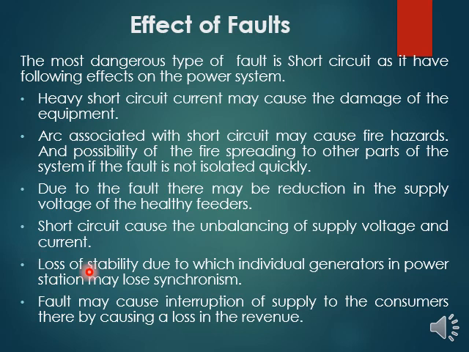Loss of stability, due to which individual generators in a power station may lose synchronism. So in a power station there are more than two generators. Now these two generators are synchronized to each other. If any one generator fails, the other generator can supply the power to the grid. So by the effect of a fault, there is a chance of loss of synchronism in the individual generators. A fault may cause interruption of supply, due to which there is a loss in revenue also.